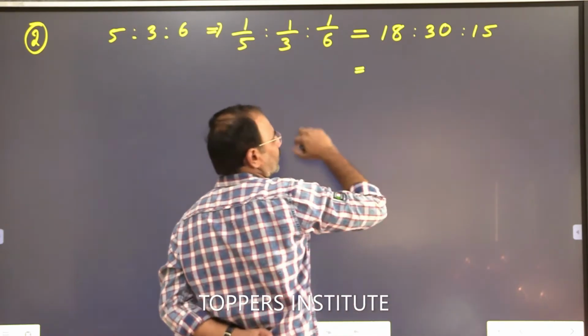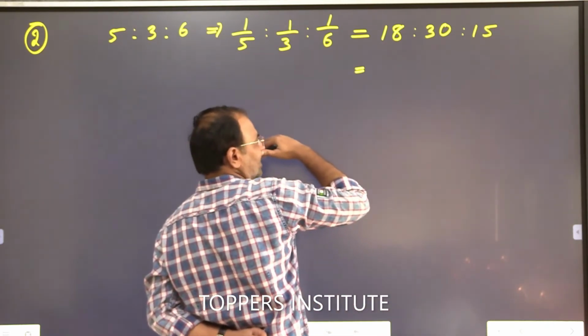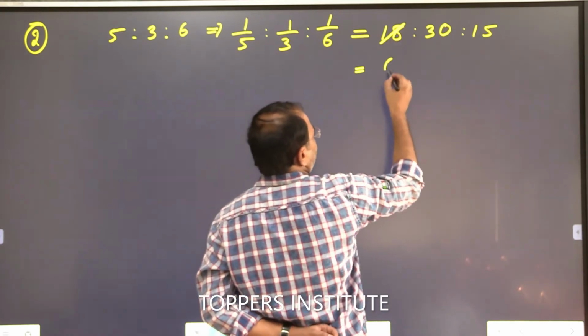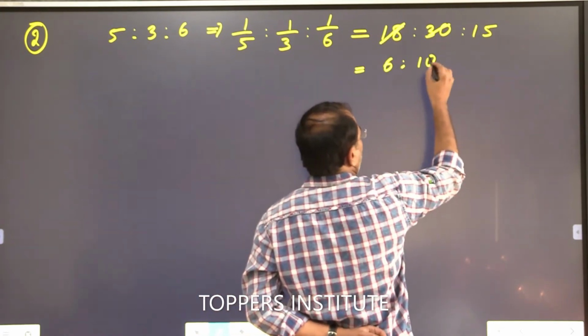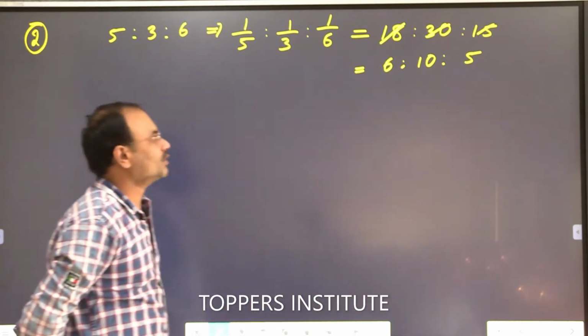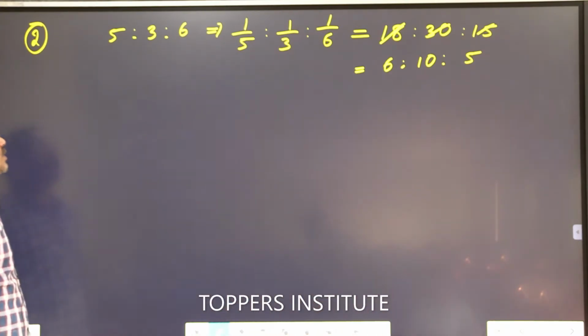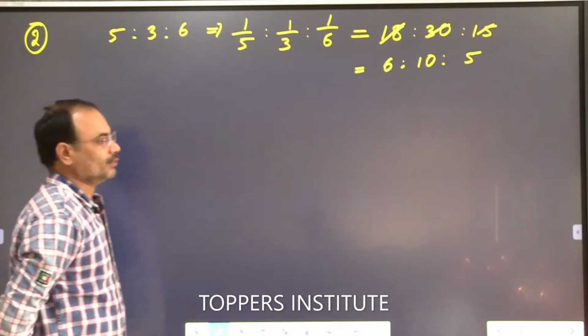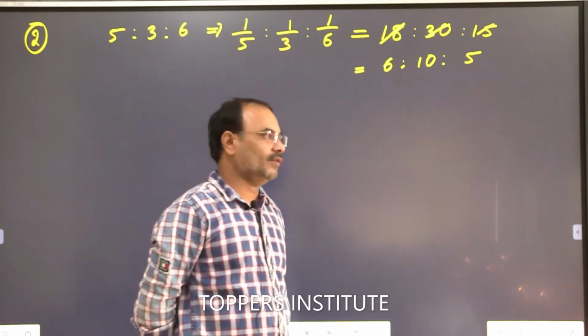Then the common factor of 18, 30, 15 is 3, so 3 cancel చేస్తే 6, 10, 5. So the inverse ratio of 5:3:6 is equal to 6:10:5. So this is the procedure to find the inverse ratio.